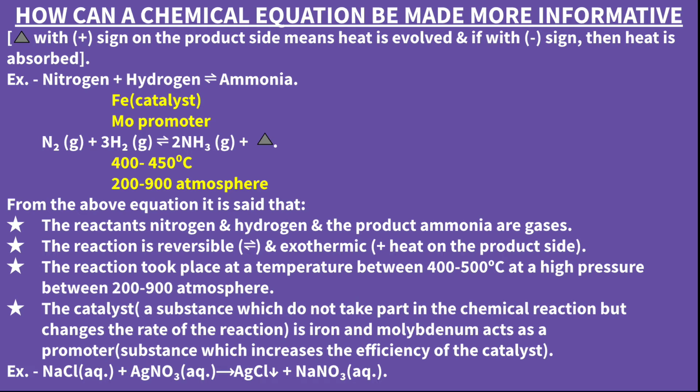Now from the above equation, it is said that the reactants nitrogen and hydrogen and the product ammonia are gases. The reaction is reversible and exothermic, because there is plus heat on the product side. The reaction took place at a temperature of 400 to 500 degrees centigrade at a high pressure between 200 to 900 atmospheres. The catalyst, what is a catalyst?